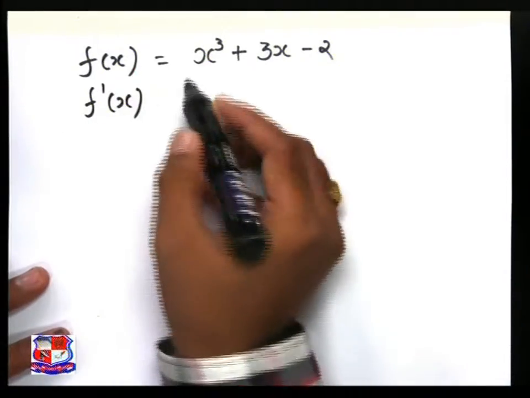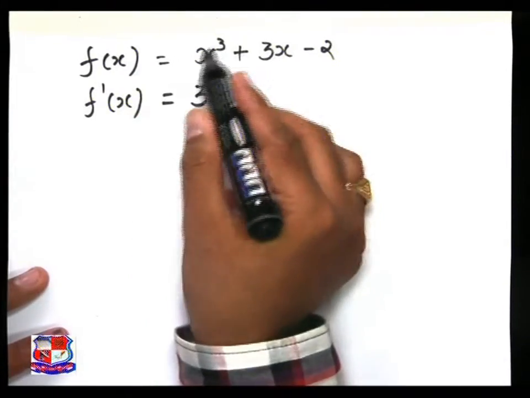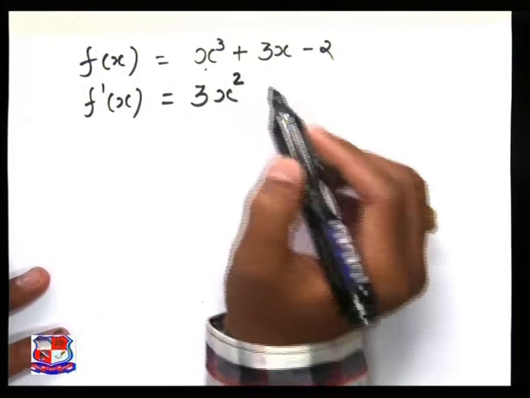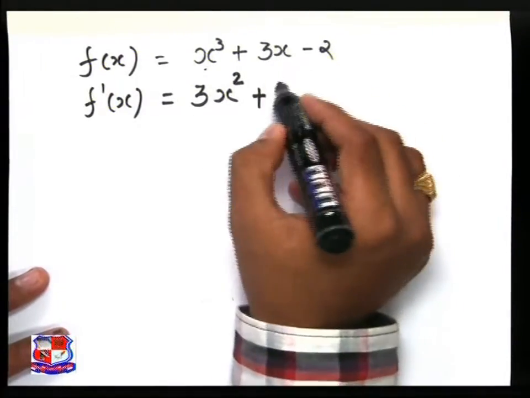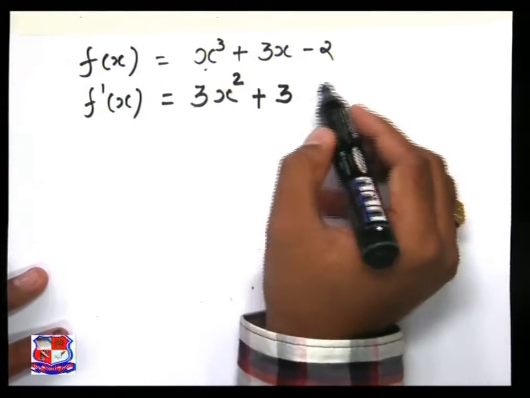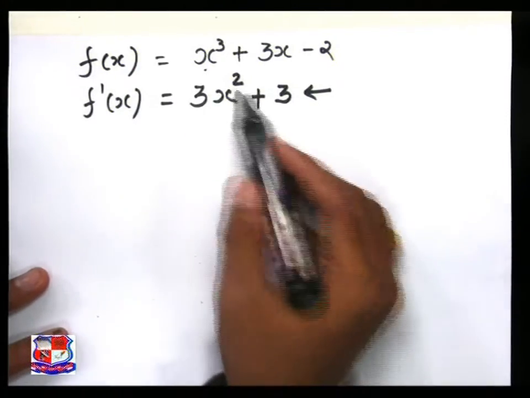Before starting our first method problem, first of all apply the direct rule, that is f of x becomes f dash x equal to x cube becomes power, come forward, power minus 1, 2, plus sign as it is, 3x, that is 3, and minus 2, that is 0. So ultimately this is the direct differentiation. The result, that is 3x square plus 3.